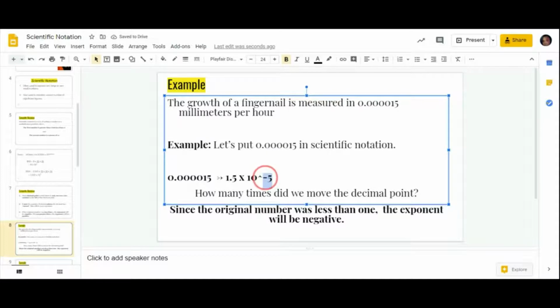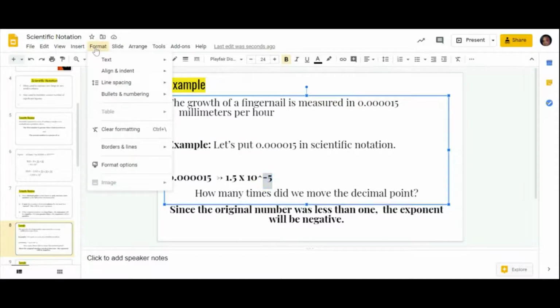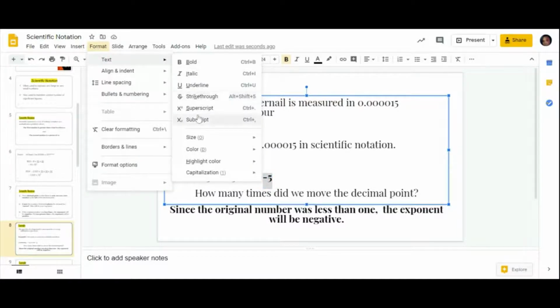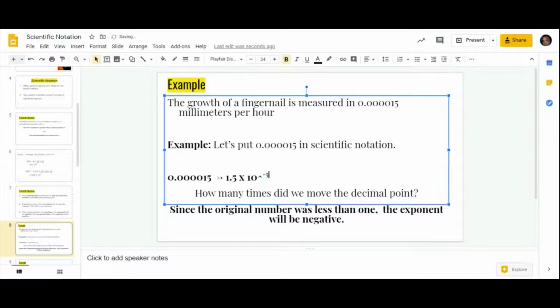So, when all is said and done, I'll be left with 1.5 times 10 to the negative fifth. If I were to multiply this back out, I would wind up with 0.000015 because these two numbers are exactly the same.